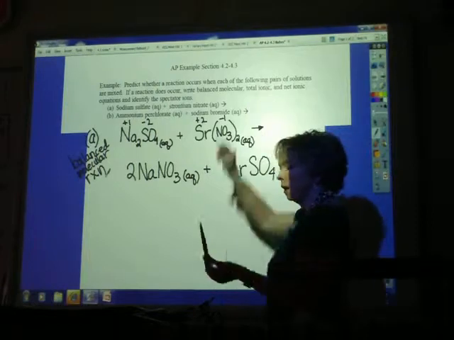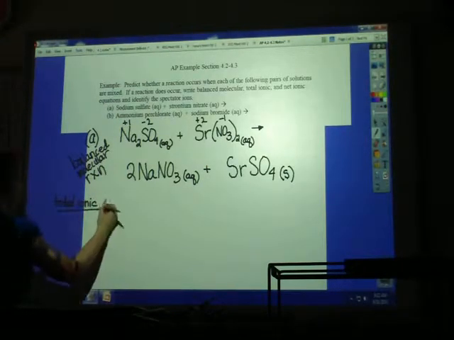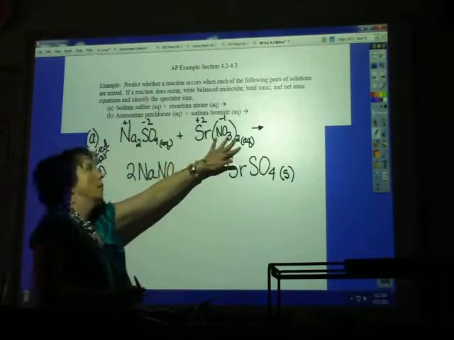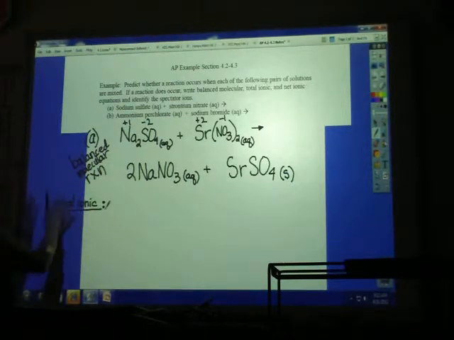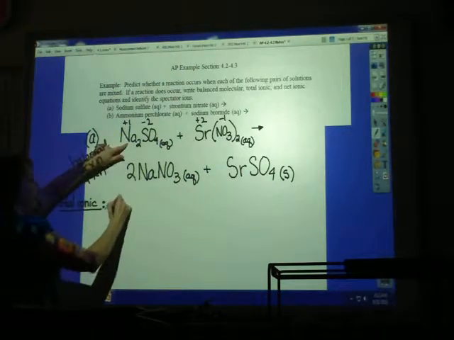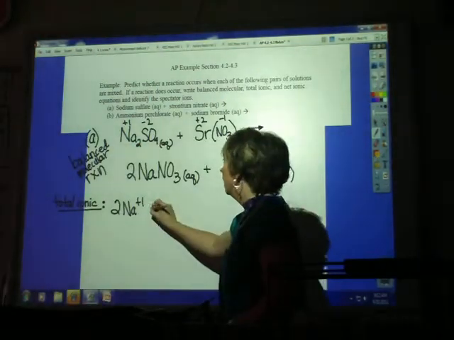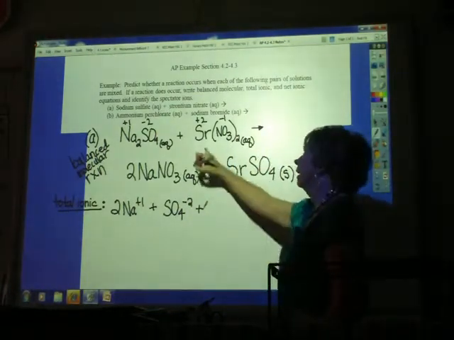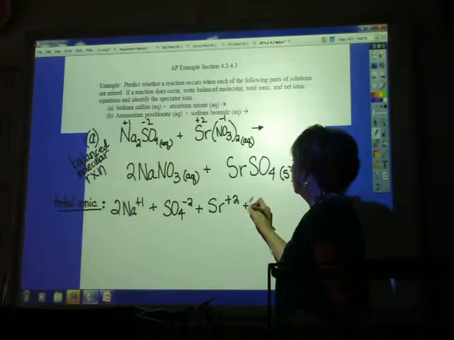Total ionic. This is new for us. When we have a solution like this compound dissolved in water, this compound dissolved in water, they don't actually stay together as a compound in the water. They ionize in the solution. So we want to write a picture of what that actually looks like. So what I have is 2 sodium ions, and a sulfate ion, and a strontium ion, and 2 nitrate ions.